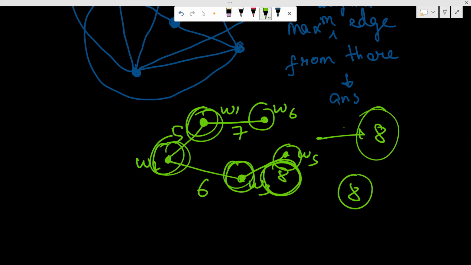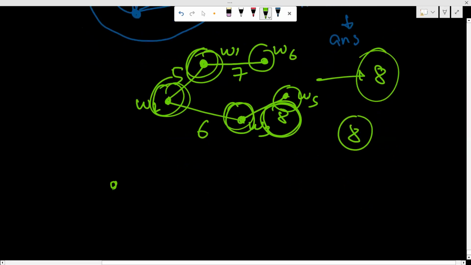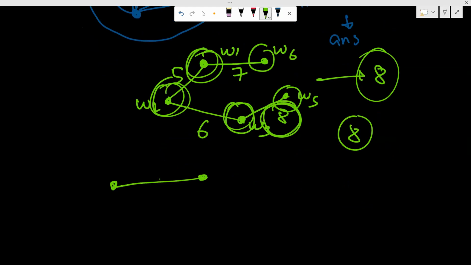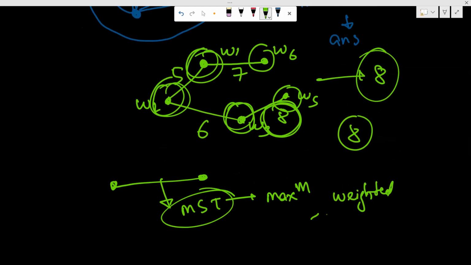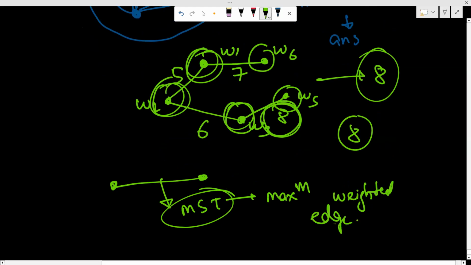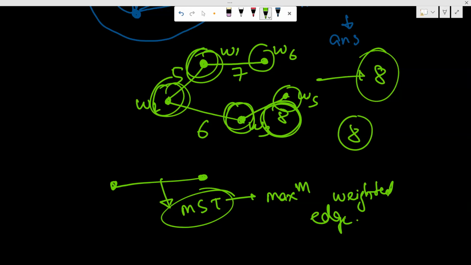So the simple idea was: assume the wells as nodes of the graph, calculate the weight of the edge between them, and once you are done with that, construct an MST, and from the MST take the maximum weighted edge, and that will be my answer. For constructing the MST, you can use multiple algorithms. You have Kruskal, you have Prim's algorithm, any algorithm that you prefer, you can use that and solve the question.